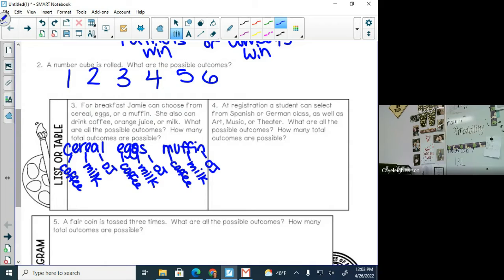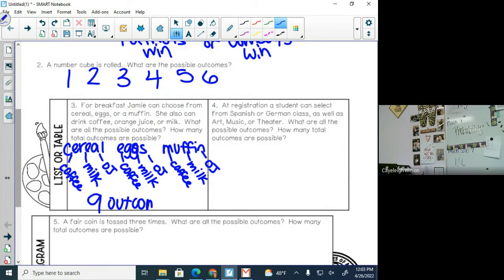So here are her possible combinations. She could pick cereal with coffee, cereal with milk, cereal with orange juice. Or she could pick eggs with coffee, eggs with milk, eggs with orange juice, or muffin with coffee, muffin with milk, muffin with orange juice. Those are all the possible combinations that she could pick. How many possible combinations is that? 9. She could do cereal coffee, cereal milk, cereal OJ. That's 9 possible choices that she could make.